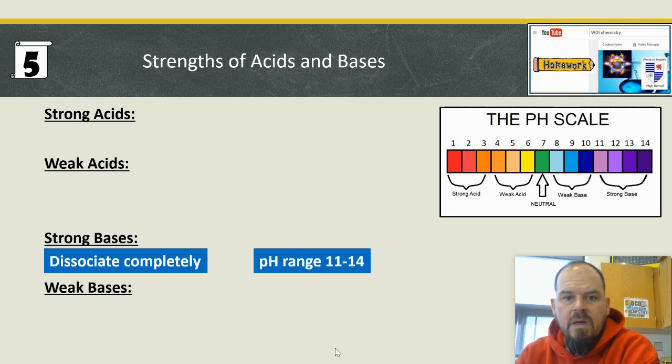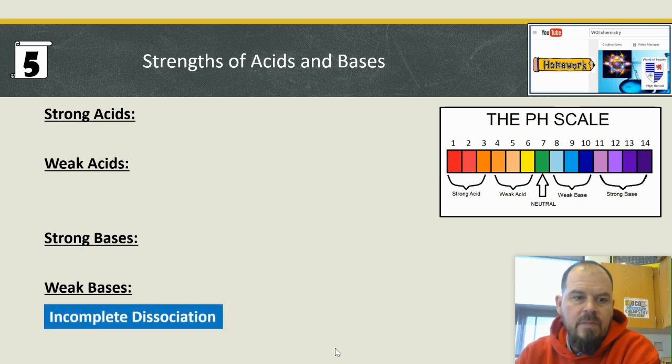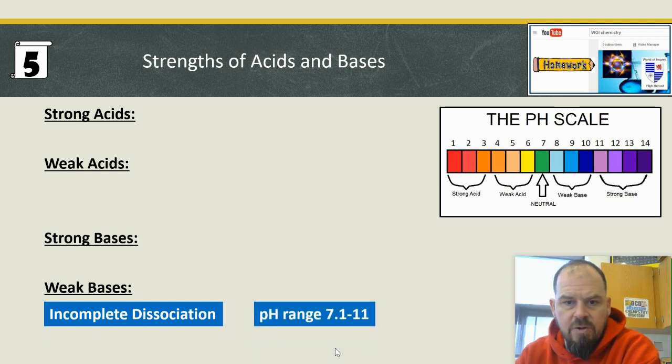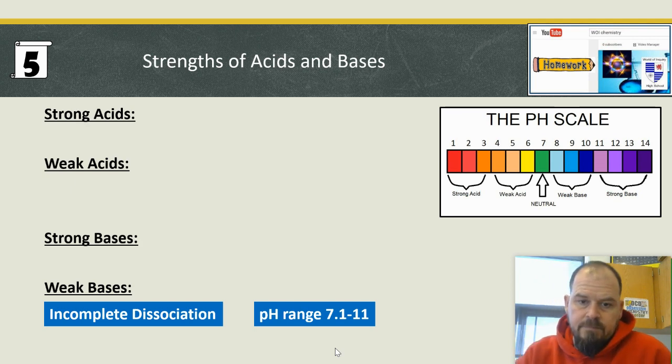Strong bases, same but opposite. Dissociate completely. Their pH range is going to be from 14 to 11. Weak bases, incomplete dissociation. The range goes from 7.1 to 11. So as soon as I step above 7, I'm basic. Okay? Those are the generalities of using this pH scale and how it works.